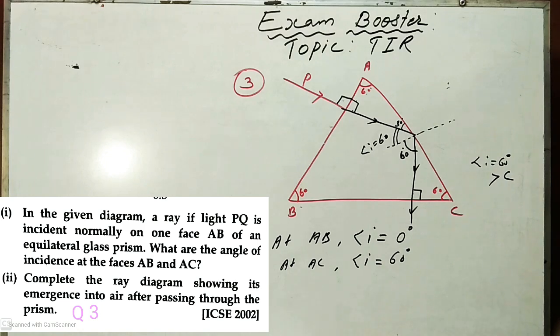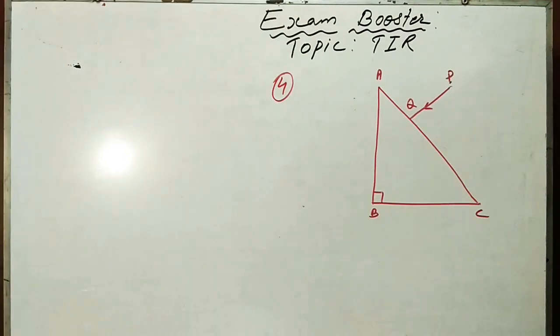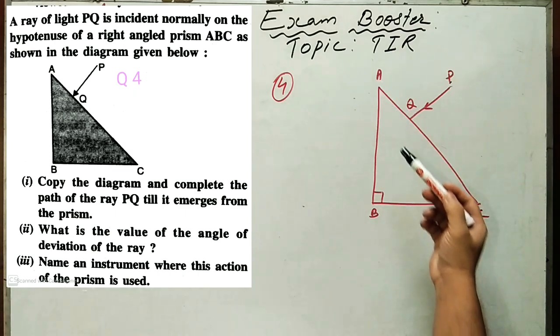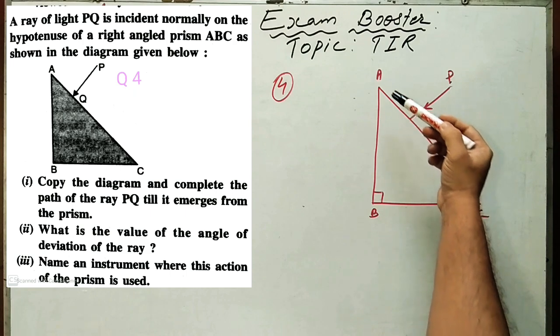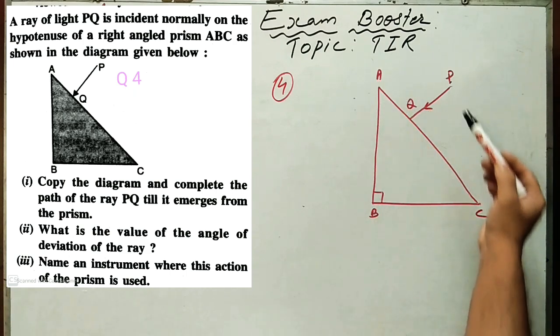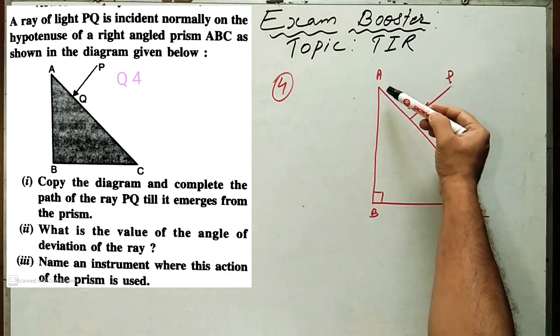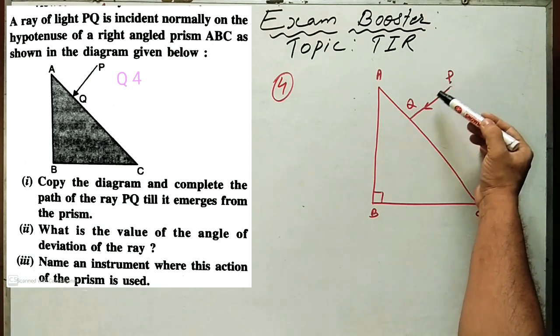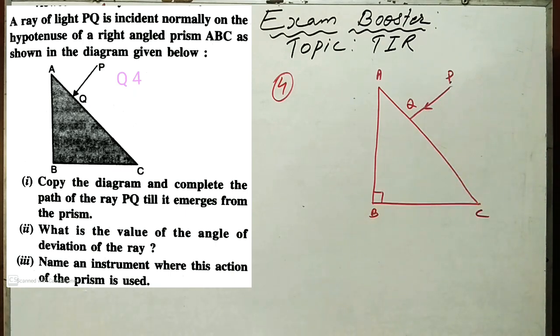Is it clear? Fine. Moving on to question number 4. As you can see on the board, a ray of light PQ is incident normally on the hypotenuse of a right angled prism ABC. Ray PQ is incident at the hypotenuse as shown in the diagram. The first task is to copy the diagram and complete the path of ray PQ till it emerges from the prism. So we have to complete the path of PQ. All right, so that is our first task.